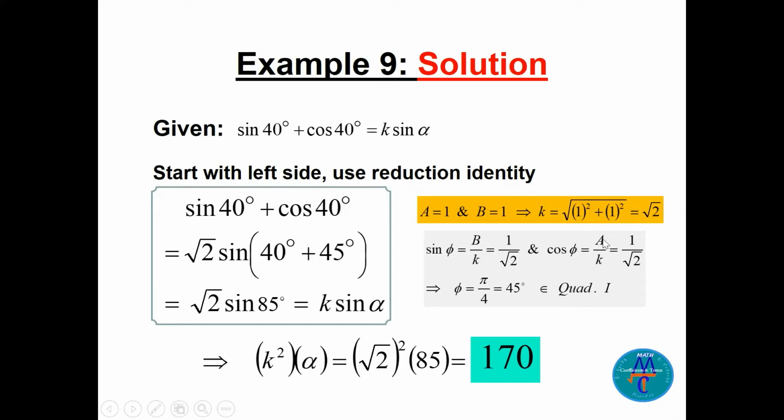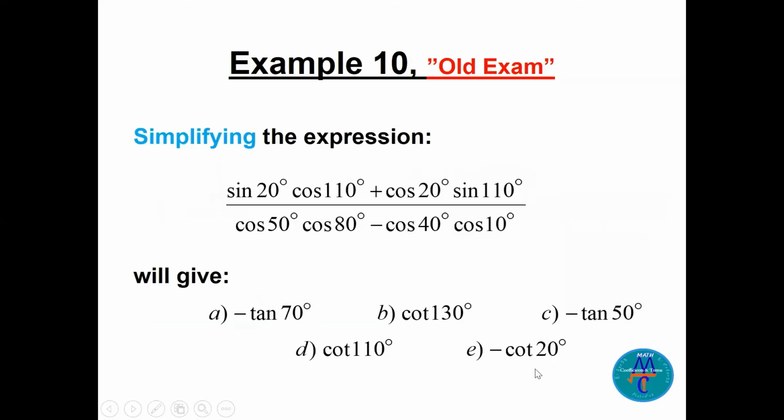Now sine phi will be b over k, 1 over square root of 2. Cosine of phi will be a over k, 1 over square root of 2. So phi will be 45 degrees in quadrant 1. So I can write the formula: square root of 2, which is k, sine of x, which is 40, plus phi, 45. So that will be square root of 2 sine 85. Now let's compare. So the k here is square root of 2, and alpha is 85. So multiply k times alpha, square root of 2 times 85, 170.